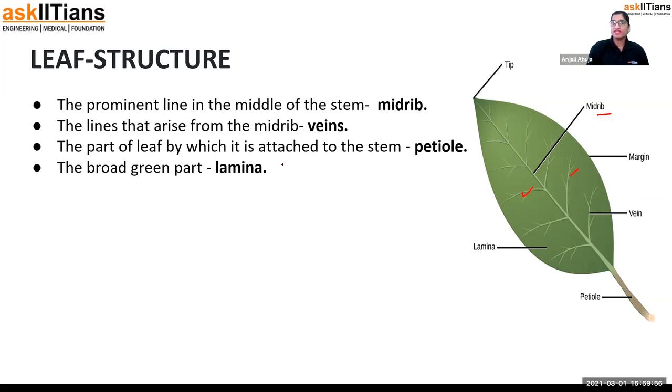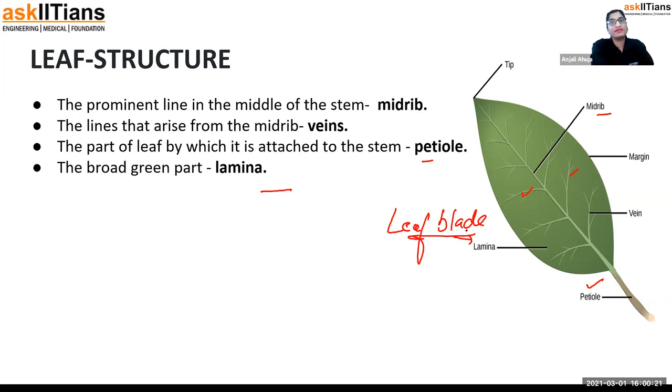The part of the leaf by which it is attached to the stem is known as the petiole. A stalk-like structure through which it is connected to the stem, this is the petiole. The broader green part is known as the lamina. So lamina is also known as the leaf blade. So understanding the leaf is not very difficult. It's just that these structures are present.